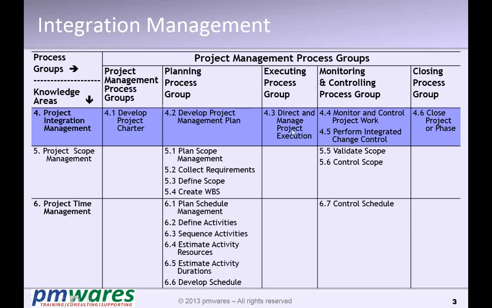If you see, we have 6 processes: developing the project charter, developing the project management plan, executing the project management plan, monitoring and controlling, performing integrated change control, and then closing the project. So the project is initiated from integration and closes in integration. All the other processes happen within that.